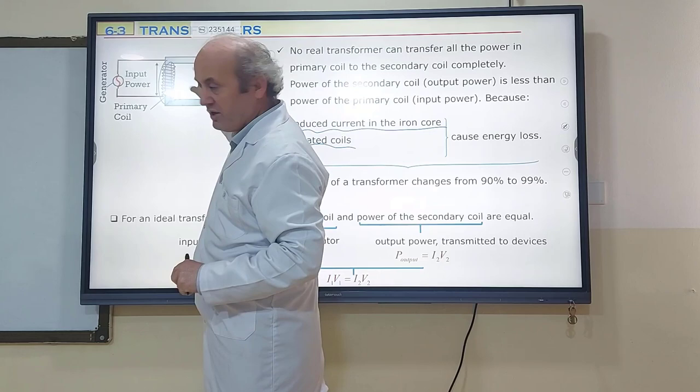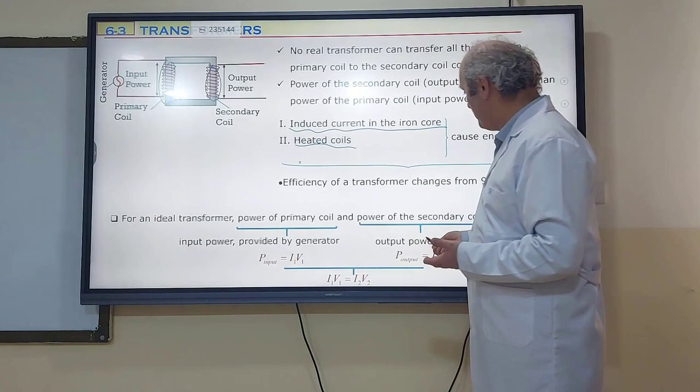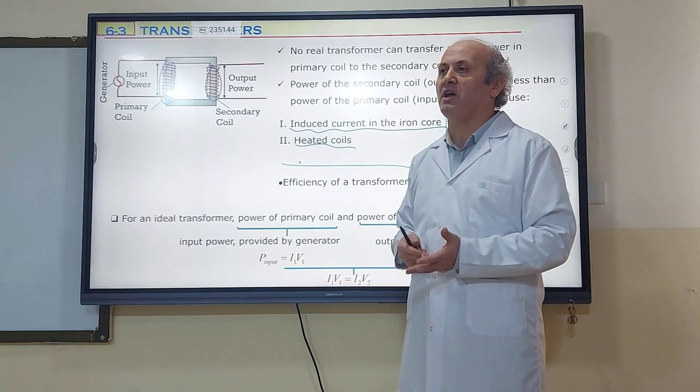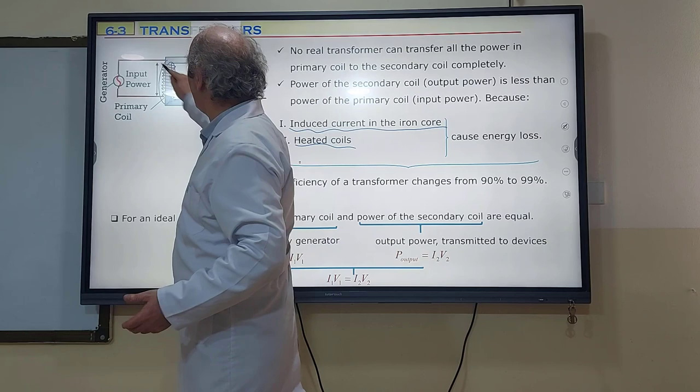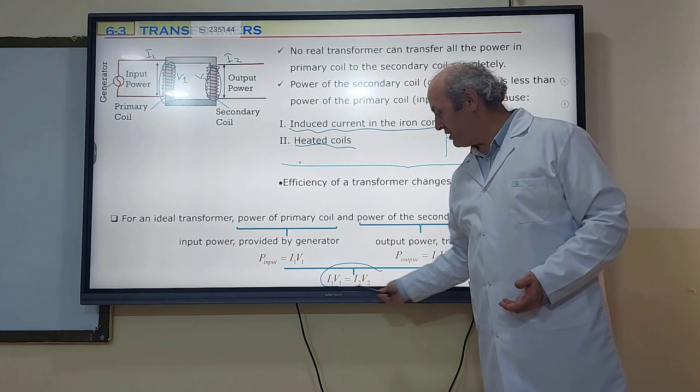Input power, output power: the output is always less than the input. But in ideal transformers, we are going to consider them equal. Input power and output power can be equal. How can you calculate power in terms of electric current and potential difference? Input power is V1 times I1, output power is V2 times I2. They are equal to each other in an ideal transformer.